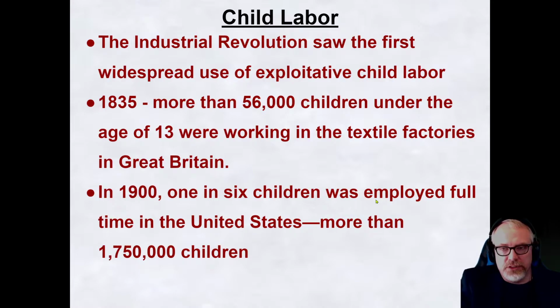So the Industrial Revolution saw the first widespread use of exploitative child labor. The word exploitative is very important. It's going to be used by the Marxists. In 1835, there were more than 56,000 children under the age of 13 working in the textile factories in Great Britain. And in 1900, 1 in 6 children were employed full-time in the United States, more than 1,750,000 children.